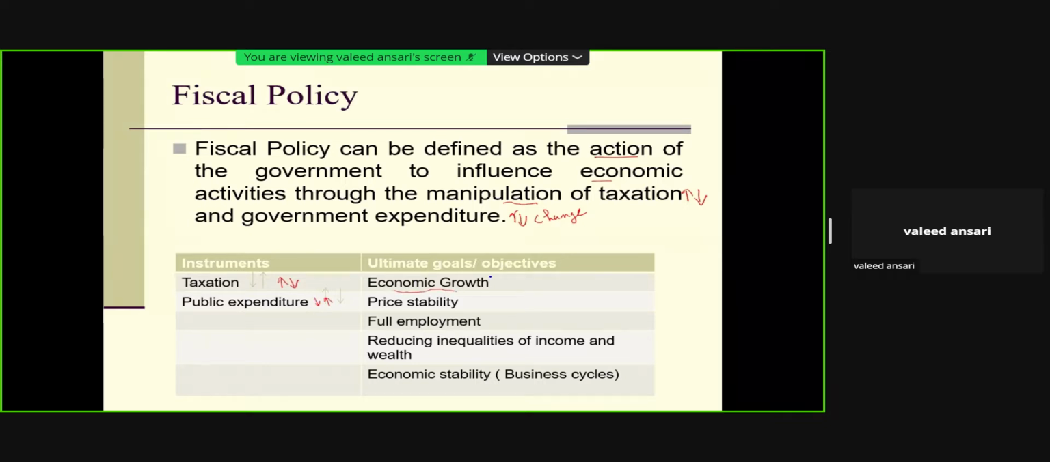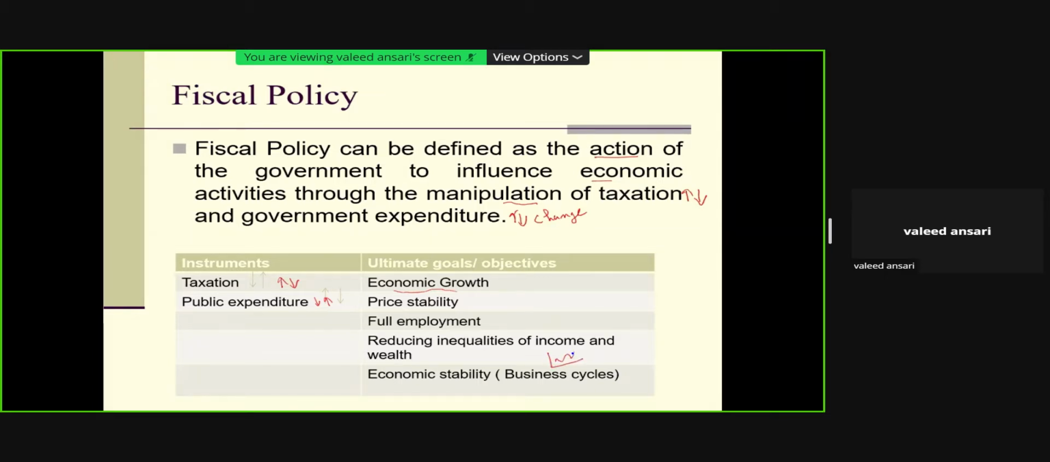economic growth, so that the GDP of the country is sustained and increases at a faster rate, and it brings price stability, generates employment, and also reduces the gap between rich and poor, which is reflected in inequalities in income and wealth, and also brings about economic stability, like reducing fluctuation in economic activities, like gyrations.